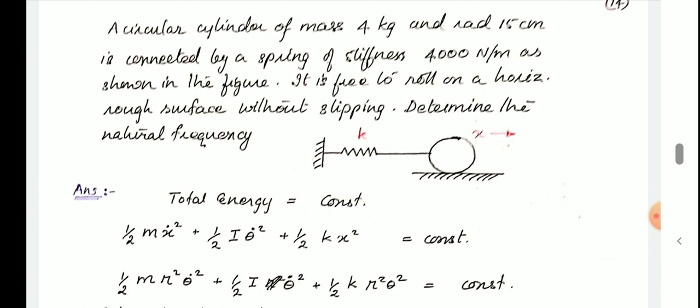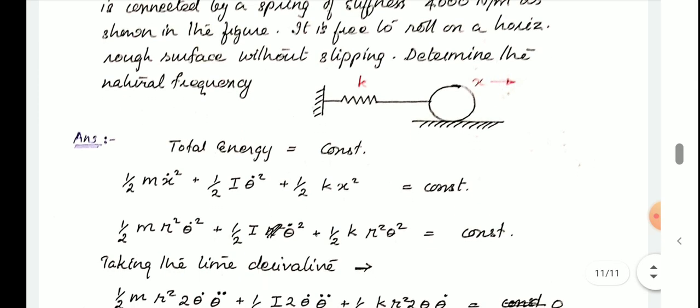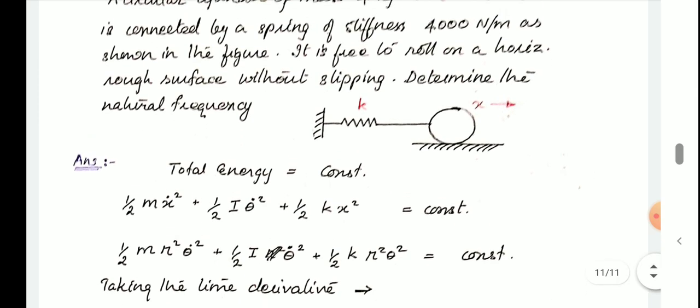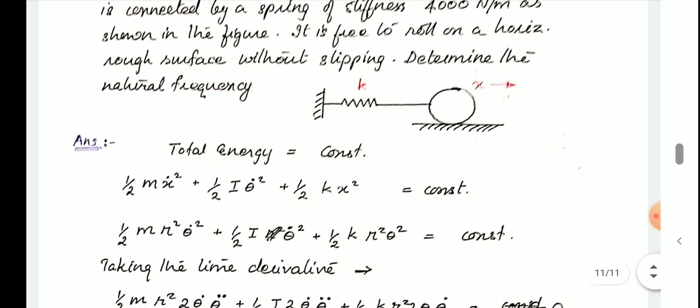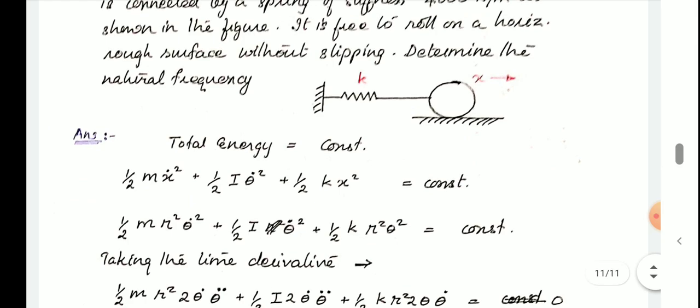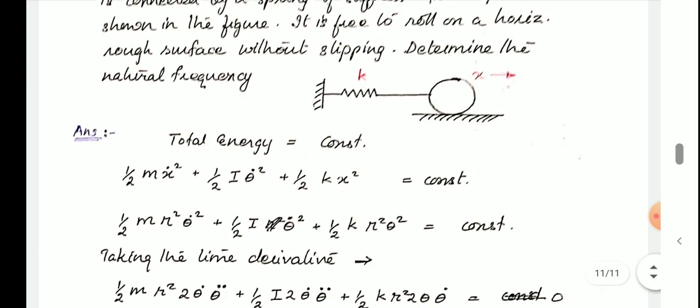Again, let us employ the energy method here. Total energy of the system remains constant. Now let us start with the spring. Spring is what? An energy storing device. It is associated with what? Potential energy. So with respect to the spring, we can write the energy equation as half into kx square.